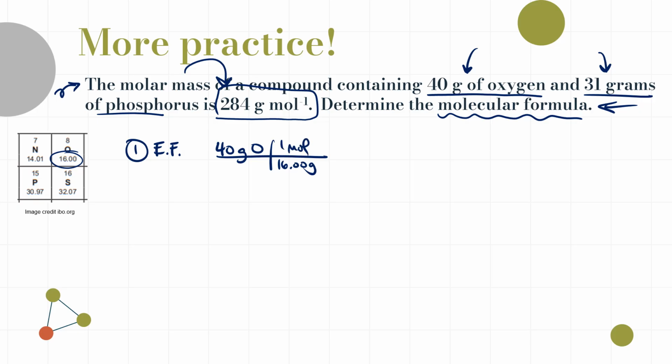And so we're going to cancel out our grams top and bottom. 40 times 1 divided by 16 is 2.5 moles of oxygen. Let's do the same thing for phosphorus.